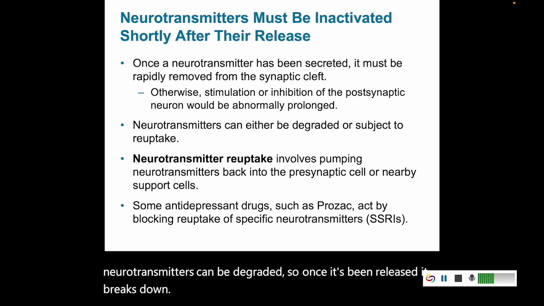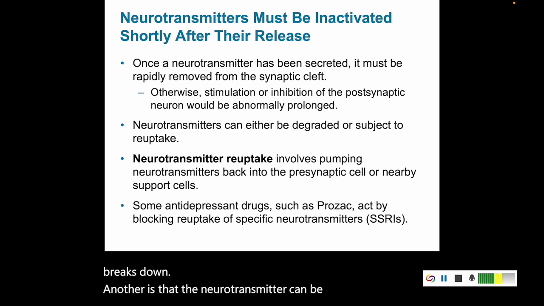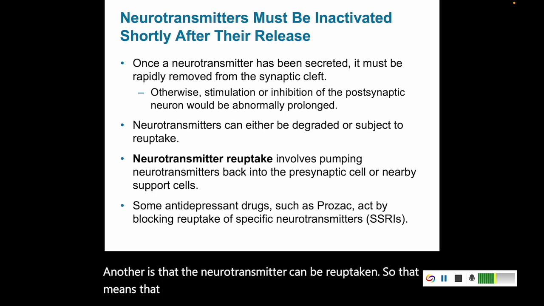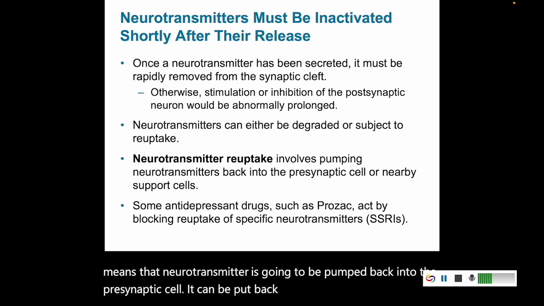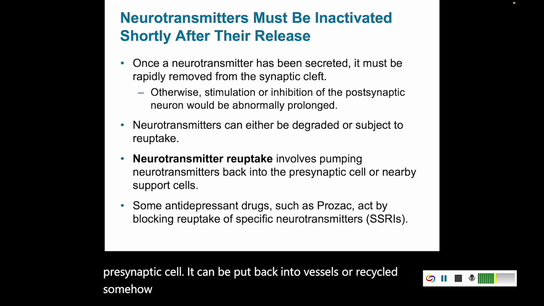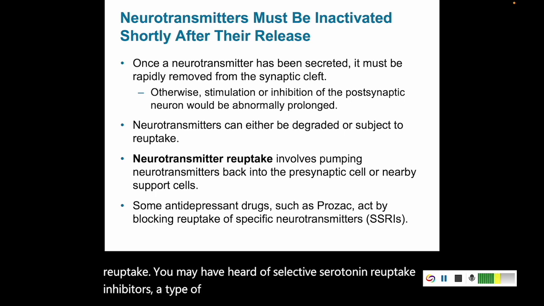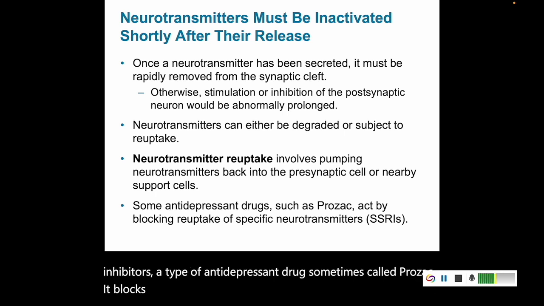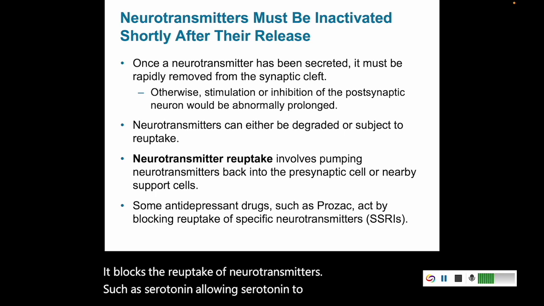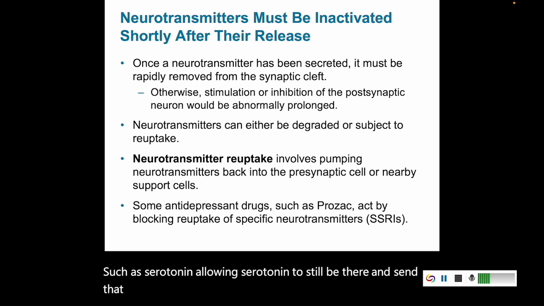Another is that the neurotransmitter can be reuptaken. That means that neurotransmitter is going to be pumped back into the presynaptic cell. It can be put back into vesicles or recycled somehow, or it could be put into nearby support cells. And this reuptake, you may have heard of selective serotonin reuptake inhibitors, a type of antidepressant drug, sometimes called Prozac. It blocks the reuptake of neurotransmitters such as serotonin, allowing serotonin to still be there and send that signaling, as a treatment for depression.